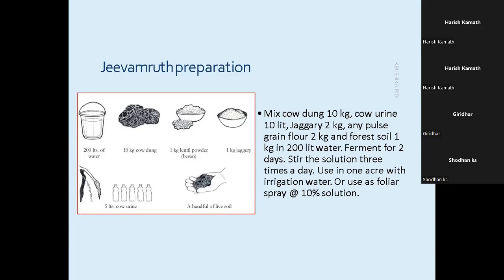It is ready when you can see some bubbles on the top. Then you can start using a 10% solution. That means 1 liter for every 10 liters of water. You can mix it and use it on the main crop as a sprayer. You can spray it, or just take one jug full of Jivamrit solution, then apply to the soil. So this is about Jivamrit.